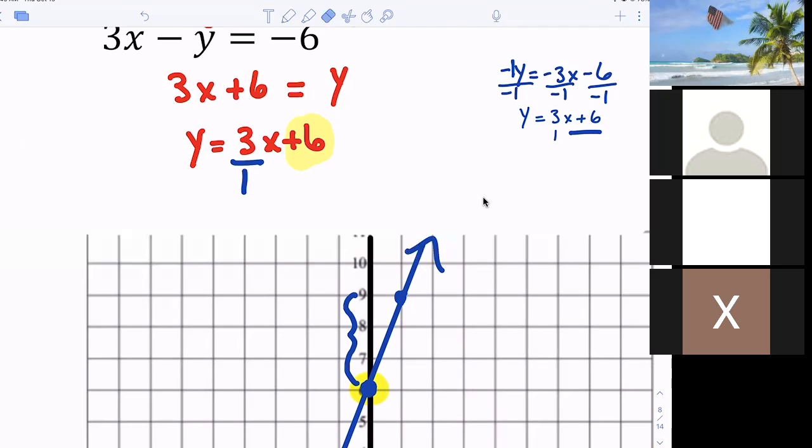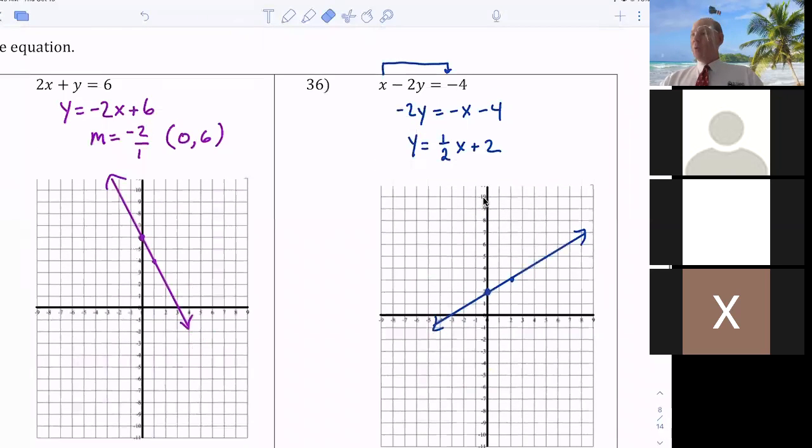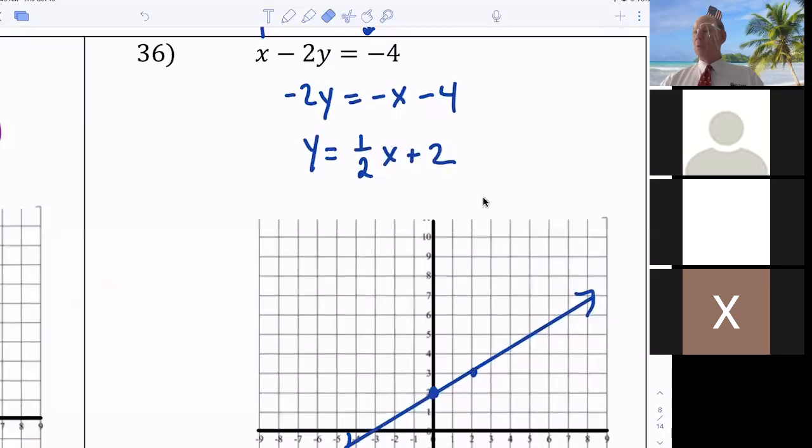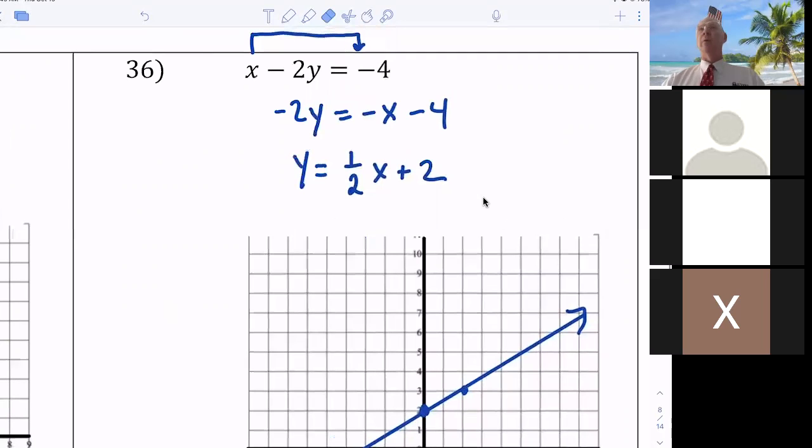All right, now tell me what. Okay. 36 is the one I'm talking about. All right, I'm on 36. Here we go. Let me find 36. Okay, let's start with 36. Here we go.